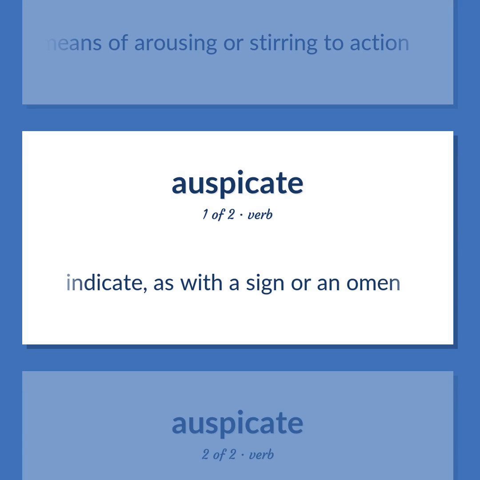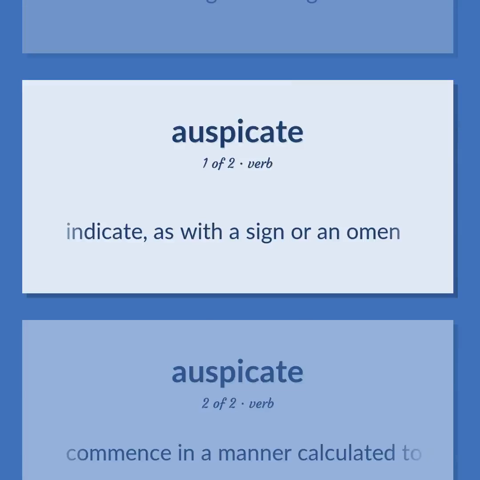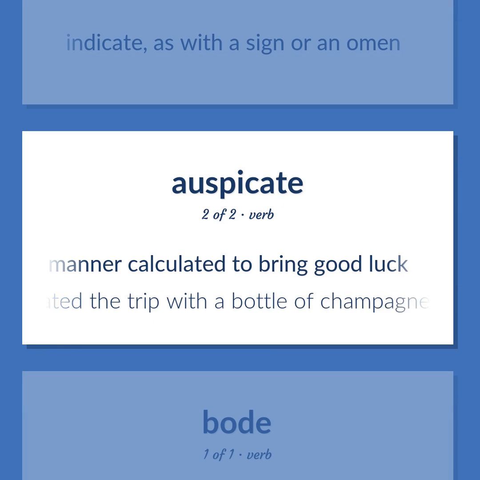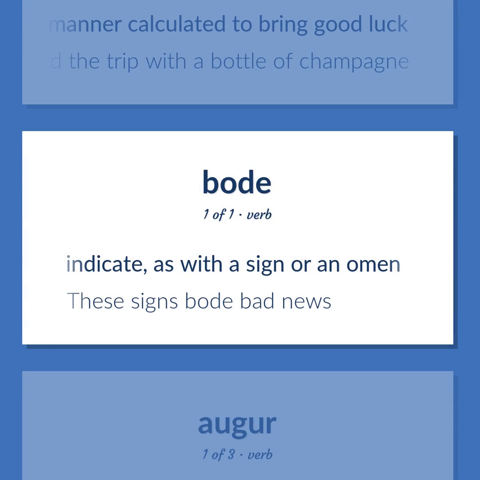Indicate, as with a sign or an omen. Commence in a manner calculated to bring good luck. They auspicated the trip with a bottle of champagne. Indicate, as with a sign or an omen. These signs bode bad news.